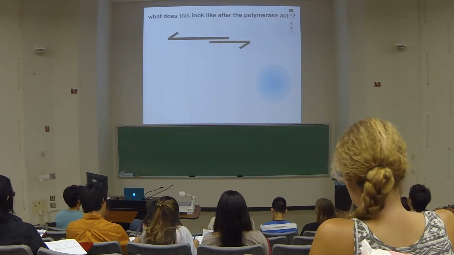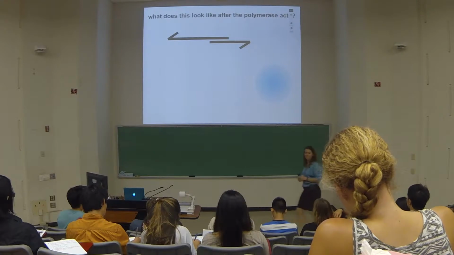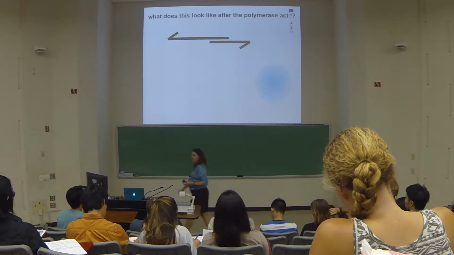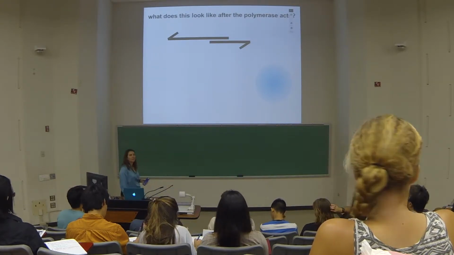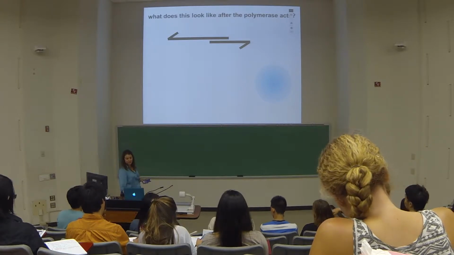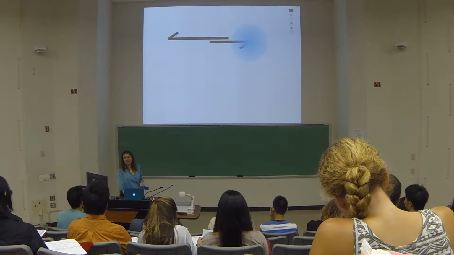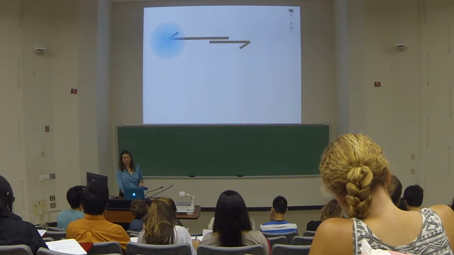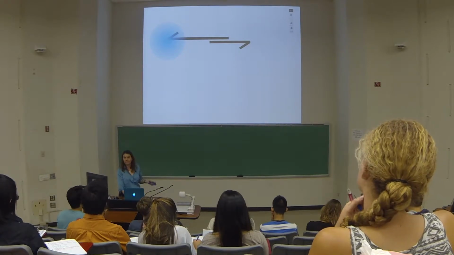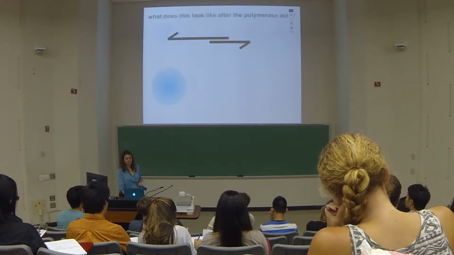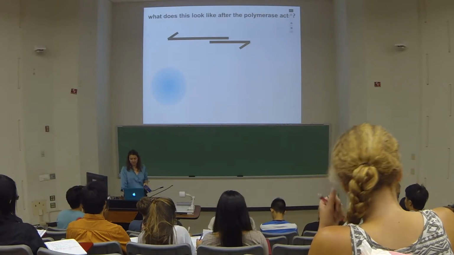All right, everyone had a chance to sketch that one? What does it look like? The same, nothing changes. There's a free 3' hydroxyl there, but there's no template, so it can't do anything. It needs both that free 3' hydroxyl and the template. So it looks exactly the same after polymerase has acted.